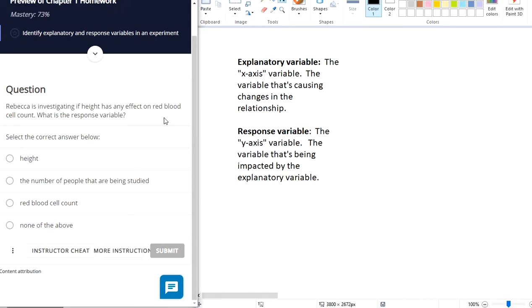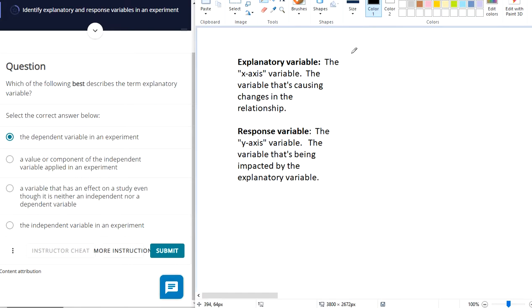So Rebecca is investigating if height has any effect on red blood cell count. What's the response variable? One column of numbers is height. Another column of variables is the amount of red blood cells. You wouldn't expect more red blood cells to cause a person to be taller, right? I think the cause and effect we're thinking here would be that the taller a person is, the more red blood cells they have. That's still a tricky one, because maybe you could think of it the other way. Maybe the amount of red blood cells helps a person grow taller. But my guess is that they're saying height is causing red blood cells to change. So the response variable would be red blood cells. Height is causing the change, so that means red blood cells are the response variable.